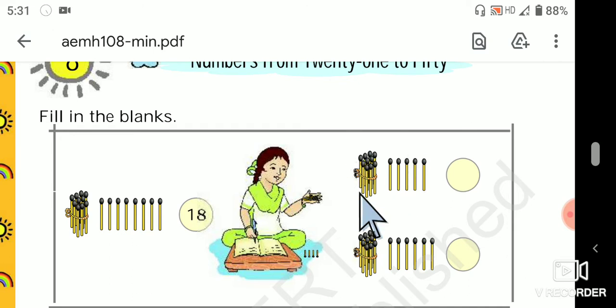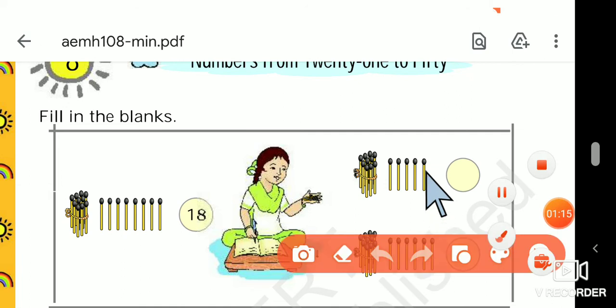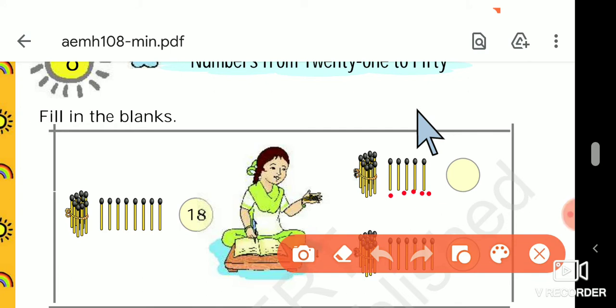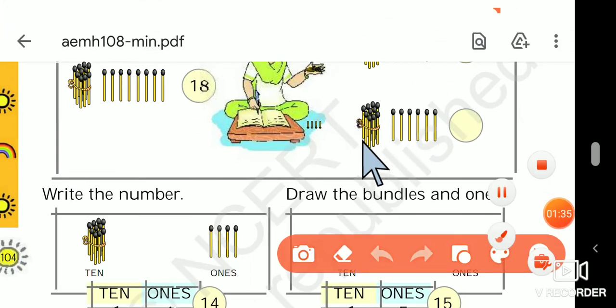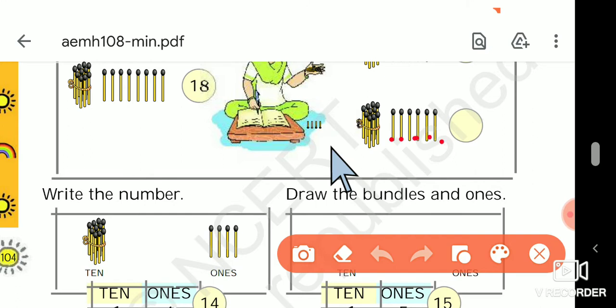Next, bundle of 10, so 1 ten. The loose matchsticks are ones, let us count 1 2 3 4 5. Loose matchsticks are 5. 1 ten and 5 ones is equal to 15. Next, bundle of 10, so 1 ten and loose matchsticks ones. Let's count 1 2 3 4 5 6. 1 ten and 6 ones is equal to 16.